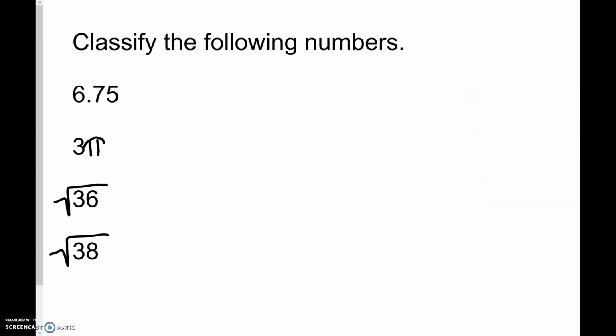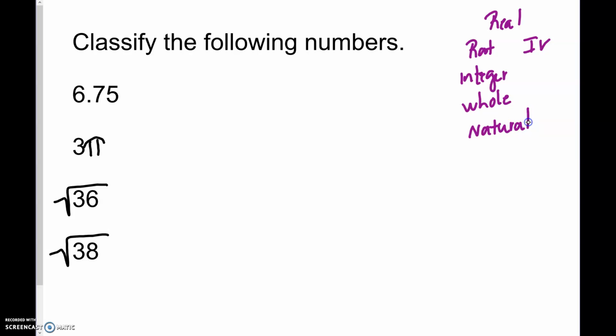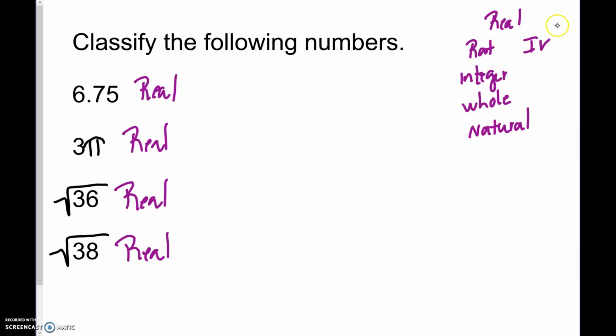All right, classify. Classify is when we're talking about real, rational, and irrational, and then we have integers and whole numbers, and sometimes we talk about natural numbers. This book doesn't always, but then we have natural numbers. So for all of these, I can write real. Every single one of these belongs to the real number system, so we've got to put that word in there. Now, the next thing you ask is whether it is rational or irrational.